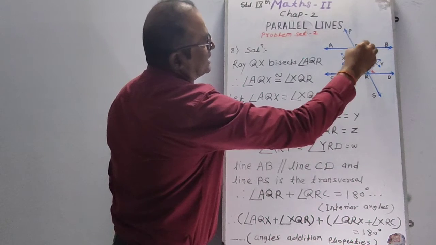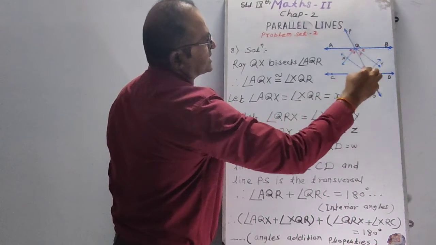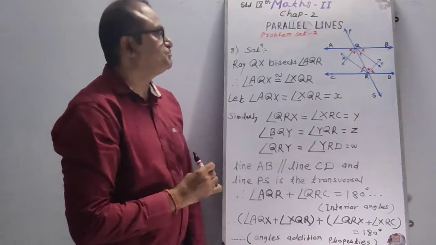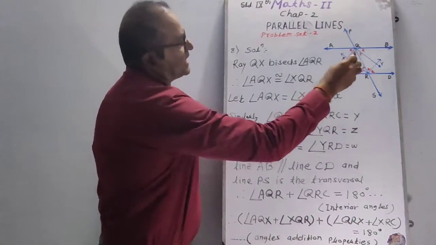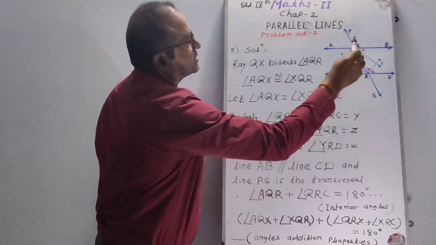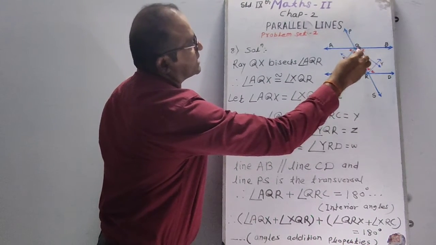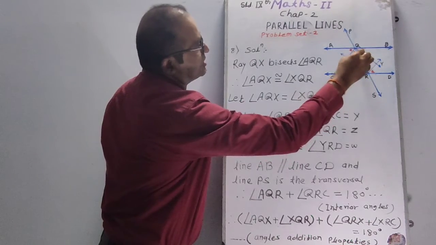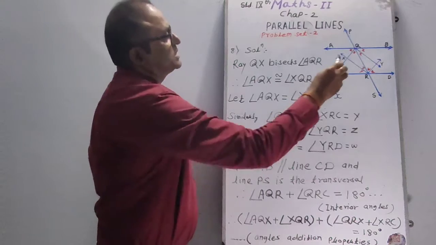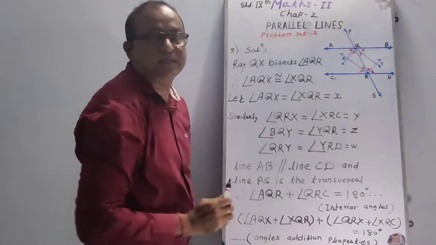And ray QX intersects ray RX and ray QY intersects ray RY. A quadrilateral QXRY is formed. Let's see. Then you have to prove that in this quadrilateral all the angles are 90 degrees. Then you can prove this quadrilateral is a rectangle.